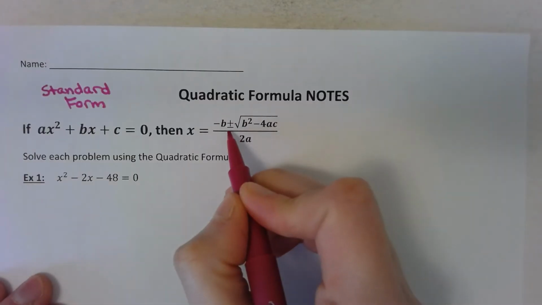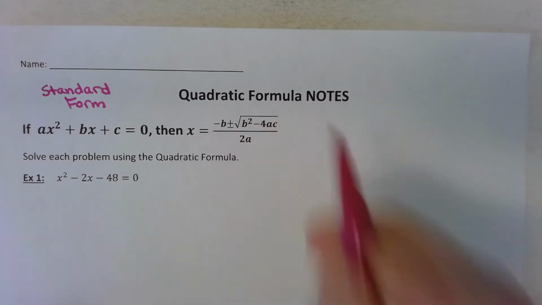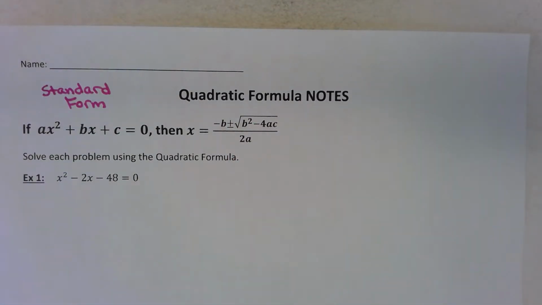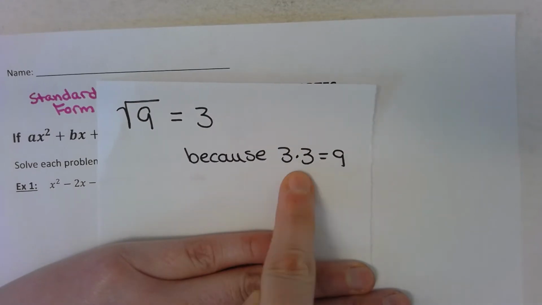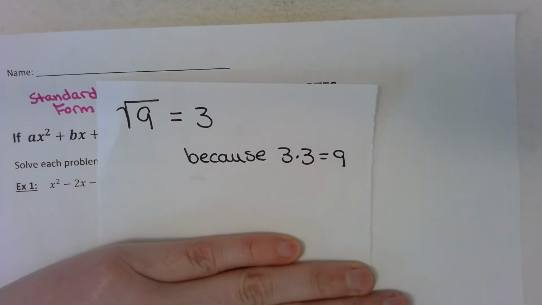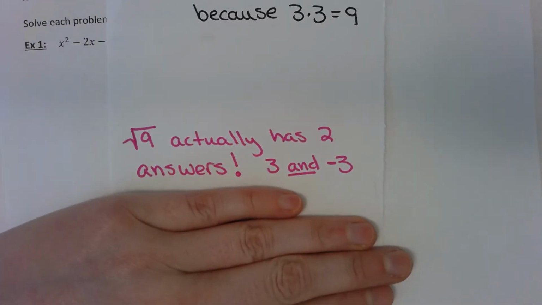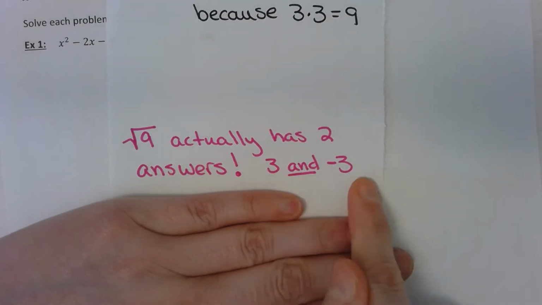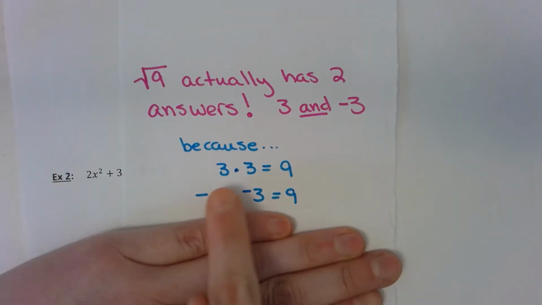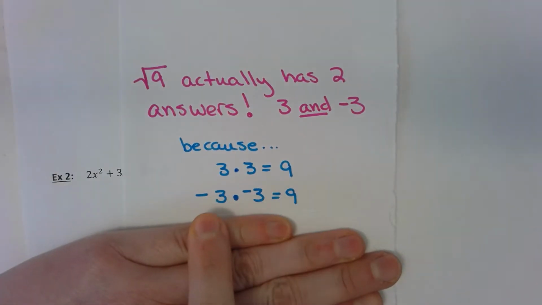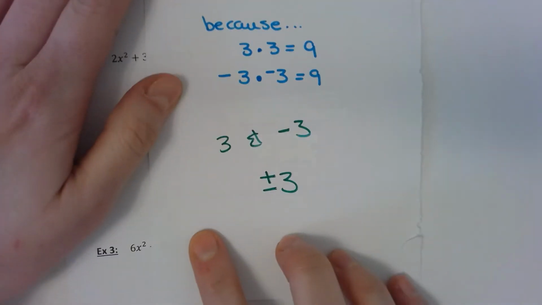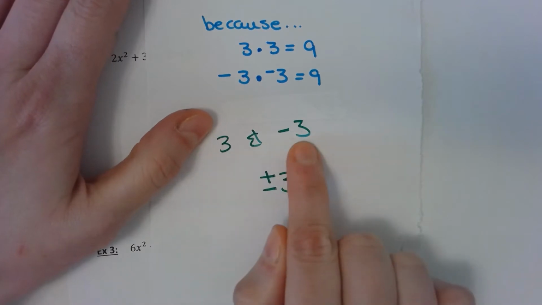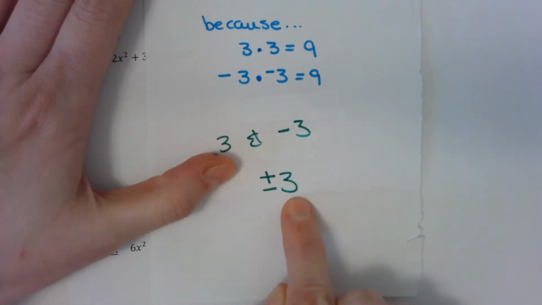Now, the only thing that's really different about that formula is this plus or minus sign that we have not seen before, and that has something to do with square roots. You don't have to write this part down, just listen. We know that the square root of 9 is 3 because 3 times itself equals 9, and that's what it means to be a square root. But the square root of 9 actually has two answers. It could be 3 or it could be negative 3, because 3 times itself is 9, but negative 3 times itself is also positive 9. So when there are two answers like that, a positive and a negative, we write plus or minus 3.